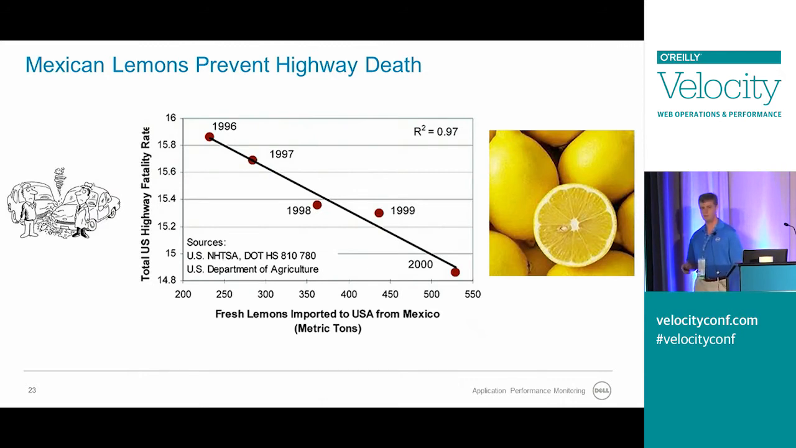So I like this one. Some of you may have seen it. Here's the premise: do Mexican lemons actually prevent highway deaths? This is actual data, and there's a very strong correlation between the U.S. fatality risk over time and the number of lemons imported from Mexico. Very highly correlated. Clearly not cause and effect, though, right?